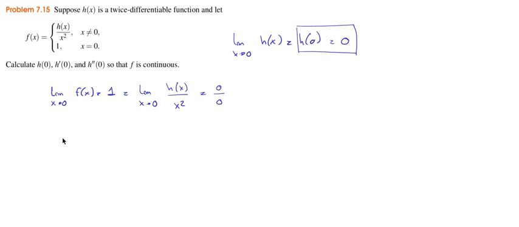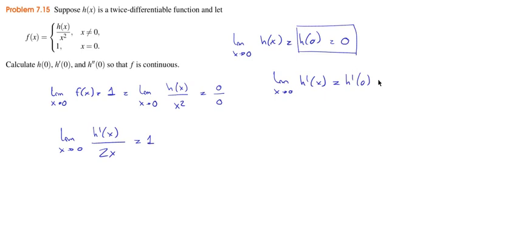So now we need to apply L'Hopital's rule, and say, well, in order to solve this indetermination, we need to differentiate both the numerator and the denominator. And then we have the same thing again, right? If you want f to be continuous, this limit has to be 1. But again, the limit when x goes to 0 of h prime, which is h prime at 0, because the derivative is continuous because it's differentiable, it has to be 0, because otherwise this limit would be plus or minus infinity, right?